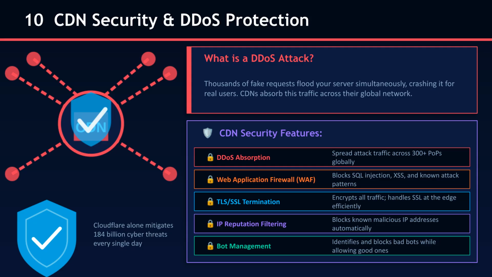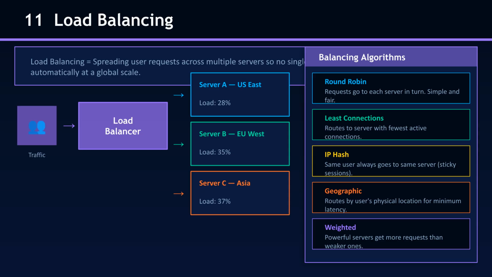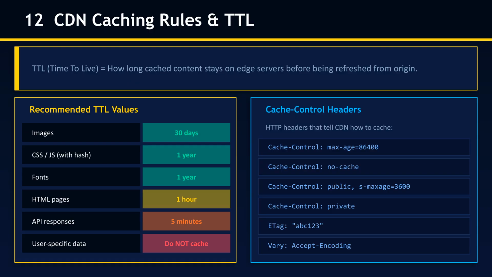Load balancing ensures user requests are spread across multiple servers, preventing overload. CDNs use various algorithms for this. Examples include round robin for simple distribution, least connections for optimal load, IP hash for sticky sessions, geographic routing for low latency, and weighted distribution for powerful servers. Time to live, or TTL, dictates how long cached content remains on edge servers. Recommended TTL values vary: 30 days for images, 1 year for CSS/JS, but only an hour for HTML pages. Cache control headers in HTTP responses allow you to specify caching instructions to the CDN.